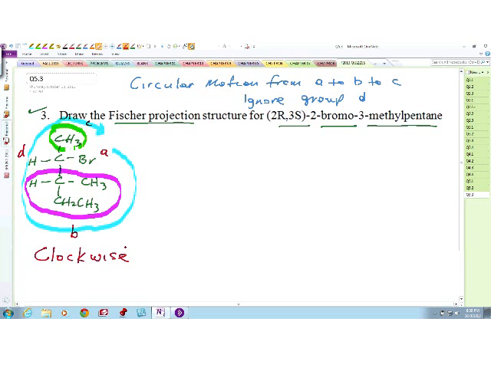The motion is clockwise, which means that this will be R. However, because the group of lowest priority, D, is coming at you, you have to switch.